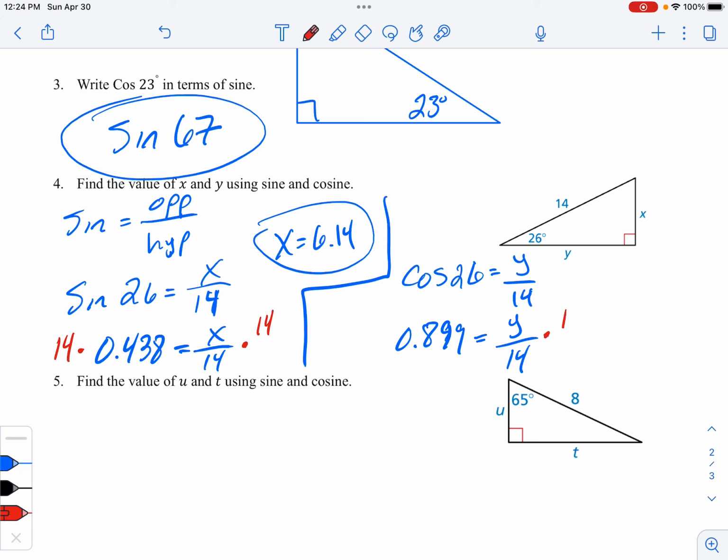Solving is the exact same process. Multiply both sides by 14. And again, we'll just punch that into our calculator. 14 times 0.898, and we get 12.57. Y is equal to 12.57.